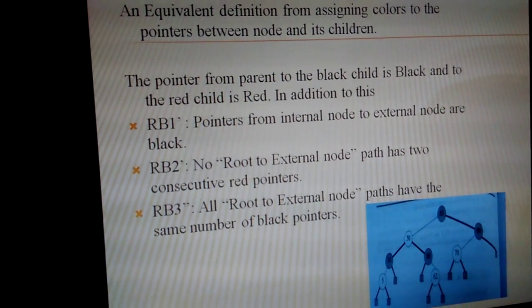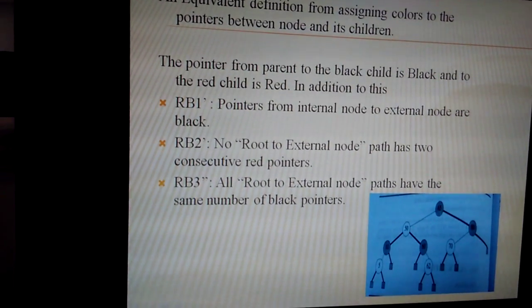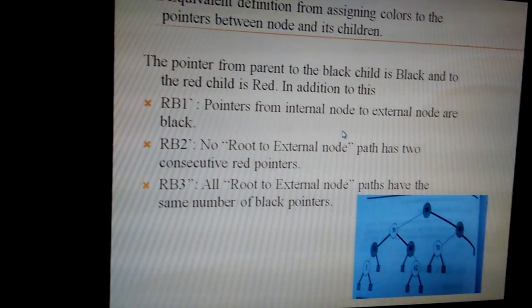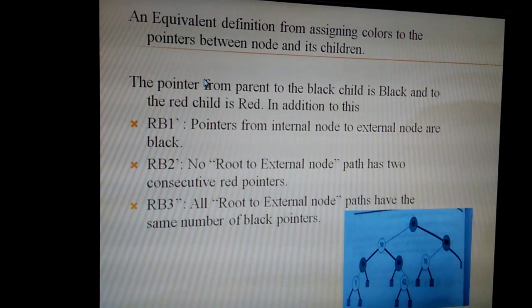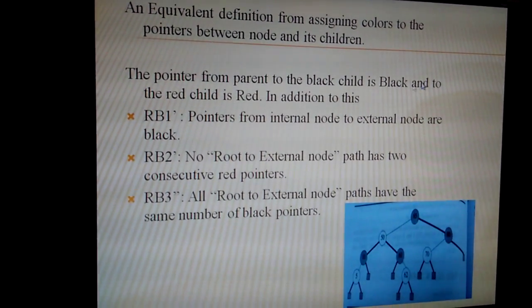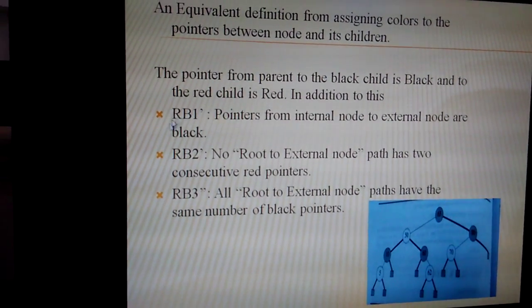The previous discussion was coloring with the nodes. Coming to coloring with the pointers, when you want to assign colors to the pointers, the definition is like this: the pointer from a parent to a black child is a black pointer, and the pointer from a parent to a red child is a red pointer. In addition to this, it needs to satisfy three more properties.